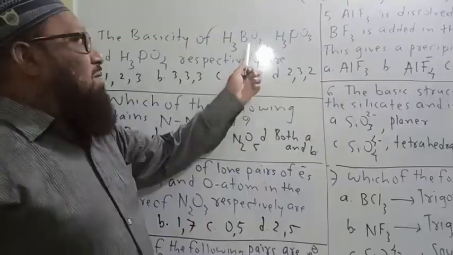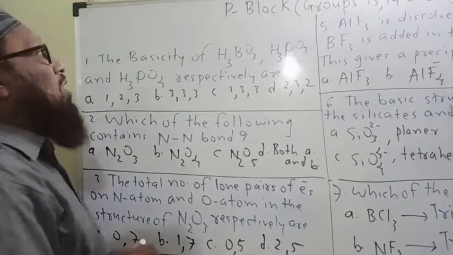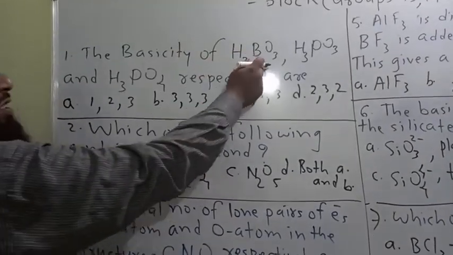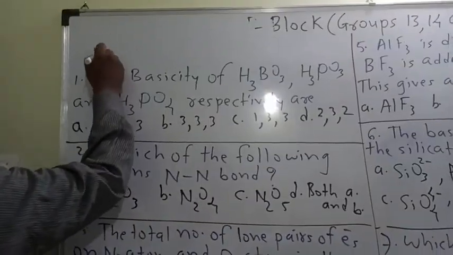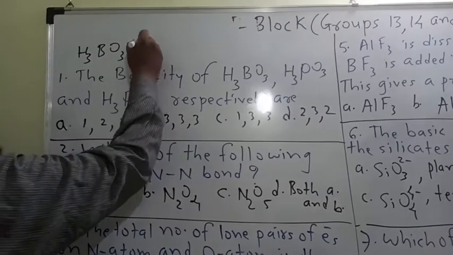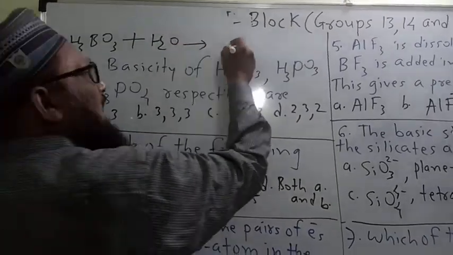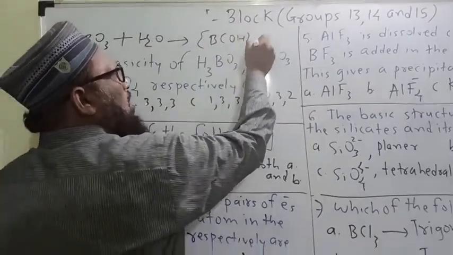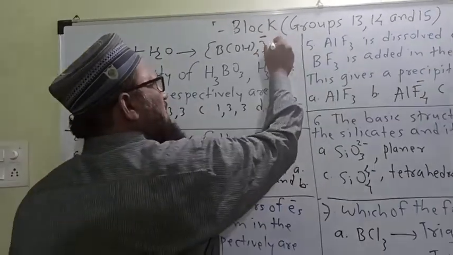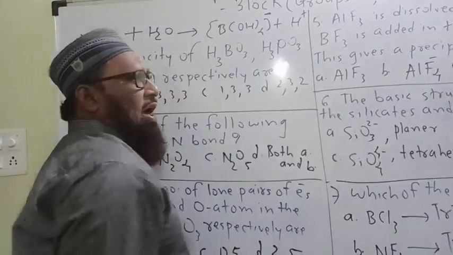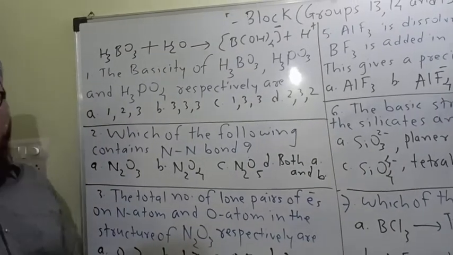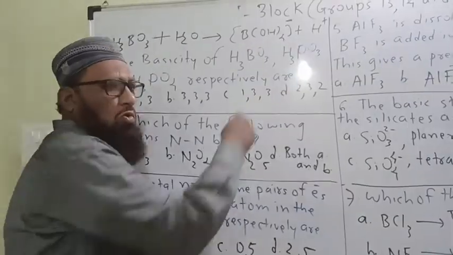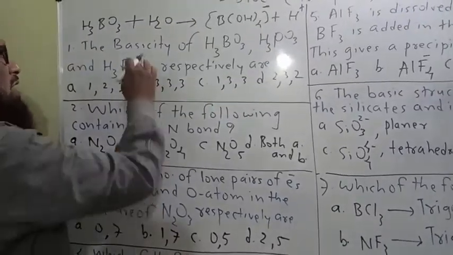Now to explain basicity of H3BO3, its structure is a cyclic, complicated structure, but its basicity can be explained when it reacts with water to give this ion, B(OH)4 minus 1, plus H plus ion, and this H3BO3 acts as a very weak monoprotic acid, gives one proton. Or better, we can write the reaction in this form.